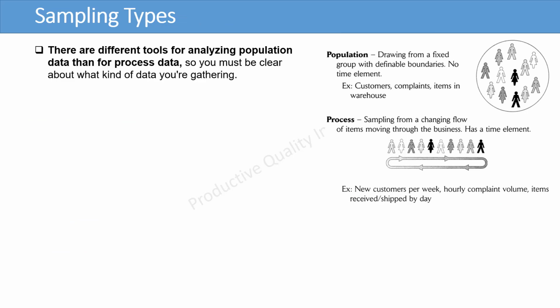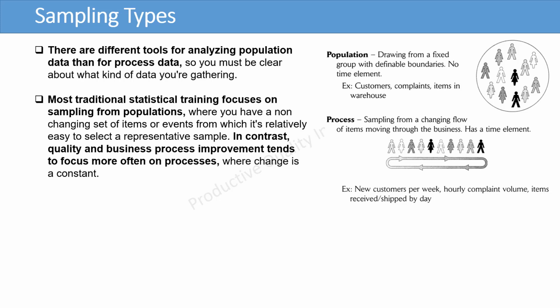There are different tools for analyzing population data than for process data, so you must be clear about what kind of data you're gathering. Most traditional statistical training focuses on sampling from populations where you have a non-changing set of items or events from which it's relatively easy to select a representative sample.